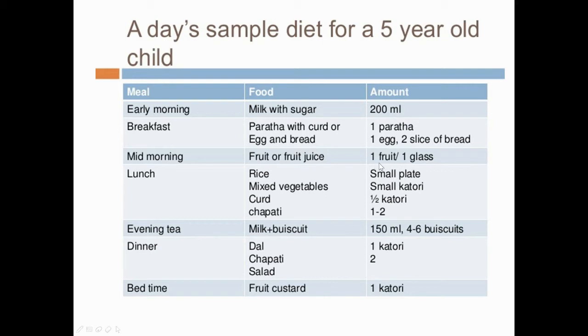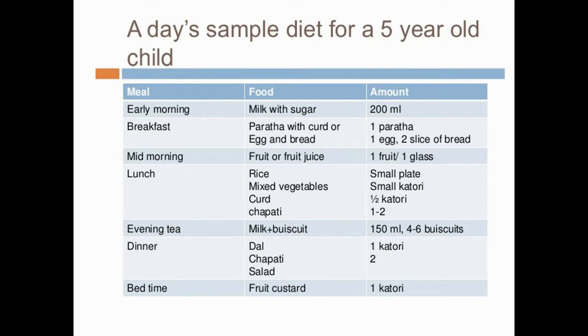One fruit or one glass of juice. If you are giving fruit, that should be only one. If you are giving juice, that will be only one glass. Lunch: for lunch, what you should give is rice with mixed vegetables, curd, and chapati.